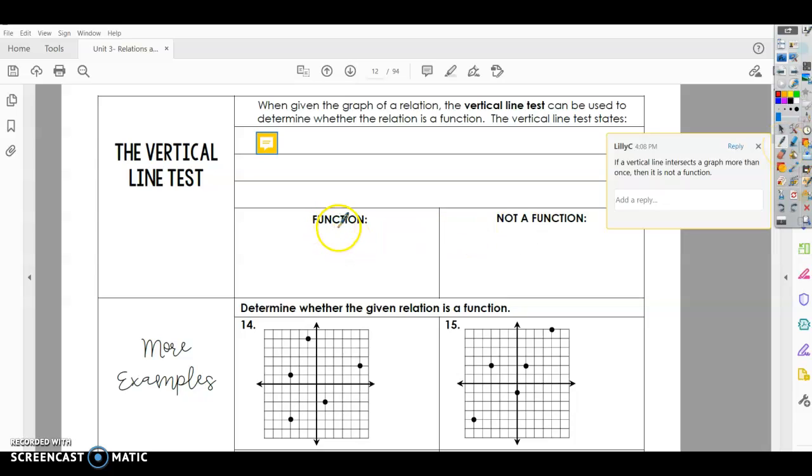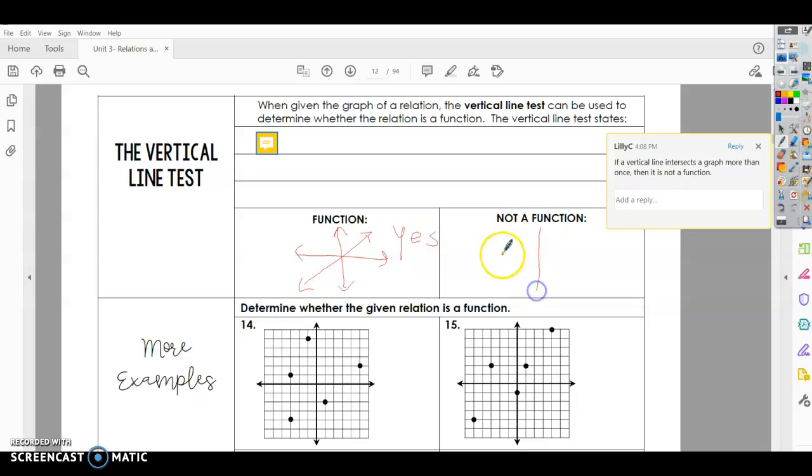All right, if you have a graph, this is a very poor graph drawn here, but I've got my x-axis and my y-axis, and let's say we have a line here. You want to use a vertical line to go from left to right, and if the vertical line only passes your graph one time, then that graph is a function. So this would be yes, that is a function.